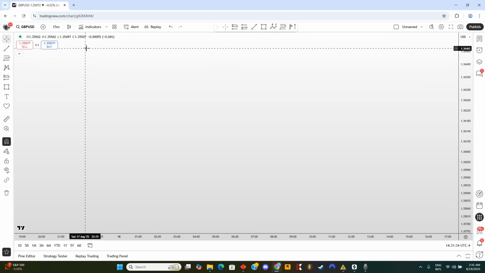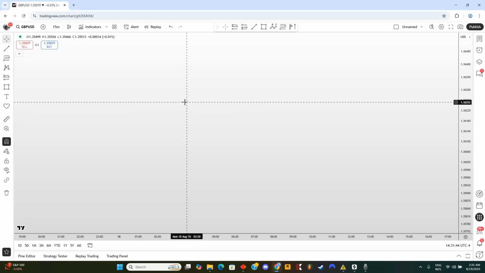So here is the strategy. GBP USD only, no ICT concepts, and 15-minute time frame only. We are not looking at anything. Only two things, one candle and time, okay?